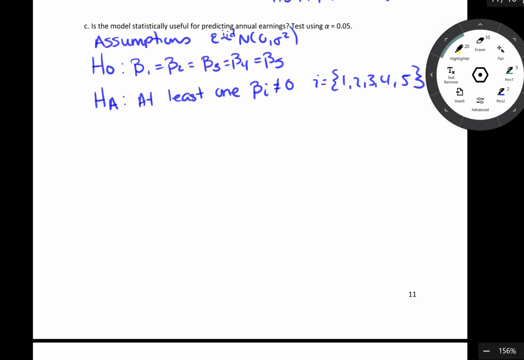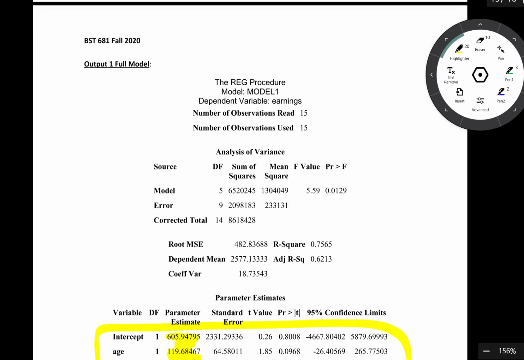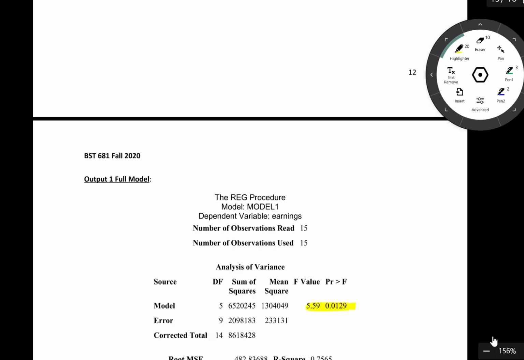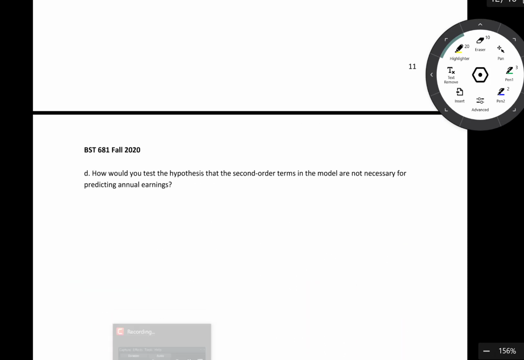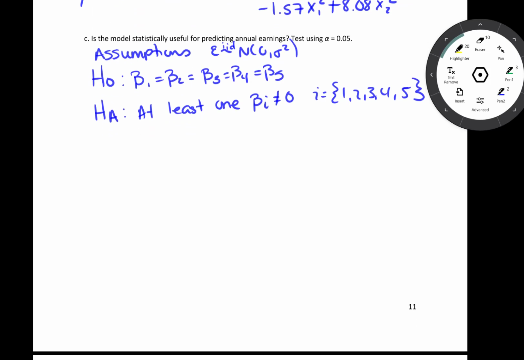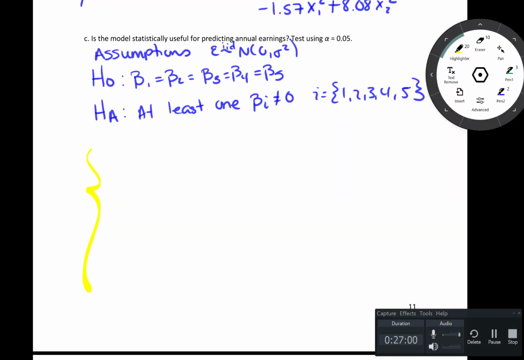And then to get your test statistic and your p-value, you would go to your output here, and here is our test statistic and our p-value. Notice here our p-value is less than 0.05, so we would reject the null hypothesis. So I'm going to leave you to finish this one on your own, because again, that's very similar to what we've done before in terms of writing our test statistic and our p-value and our conclusion.